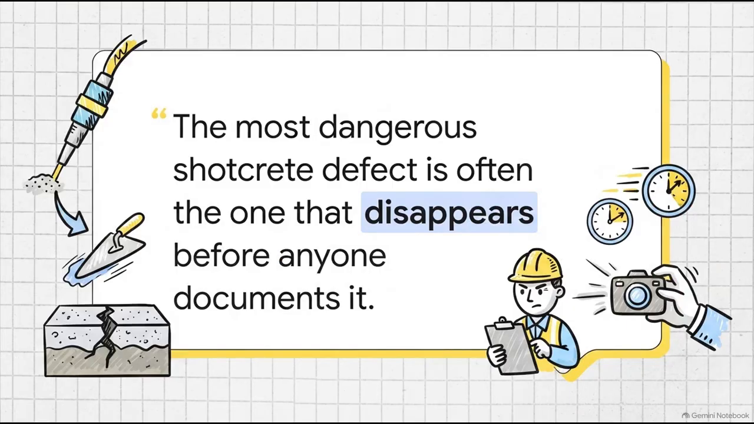Right out of the gate, the source material drops this incredibly heavy truth. The most dangerous shotcrete defect is often the one that disappears before anyone documents it. I mean, think about the stakes there. Your window of opportunity as an inspector is incredibly brief. Once fresh shotcrete gets covered by another pass or troweled smooth by the crew, any errors are permanently locked inside. If a crew is moving fast, a critical placement defect can be completely buried in just a matter of minutes. So your role out there isn't just taking notes, it's about actively observing the placement to ensure absolutely nothing flawed gets intentionally or accidentally hidden away.